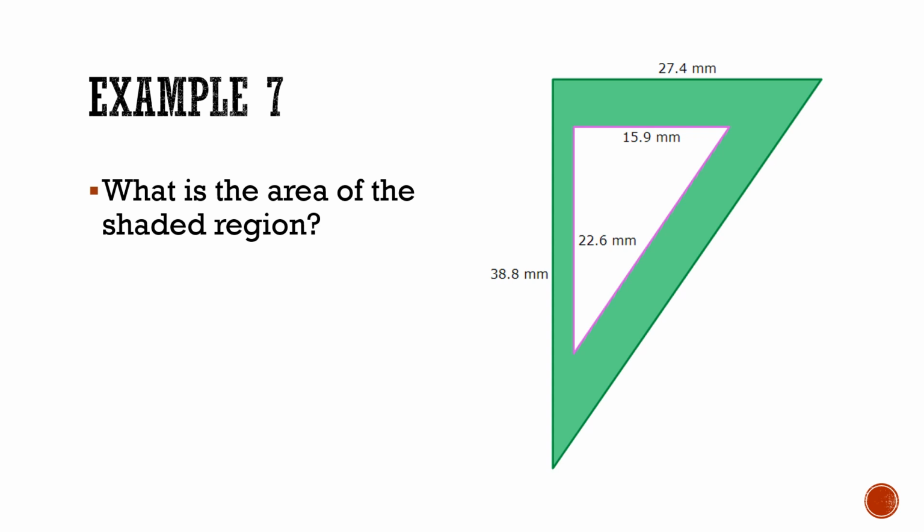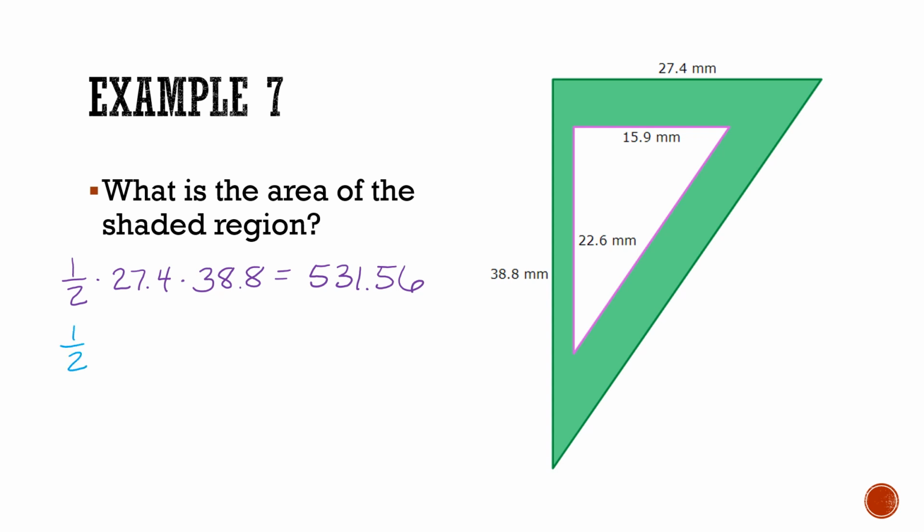So I'm going to start out with my green triangle, my biggest triangle. So a half times the base. I'm going to use 27.4, although it doesn't really matter which order you put those in since you're multiplying. Times the height, which is 38.8. Be very careful entering all that into the calculator. So 27.4 times 38.8 times a half gives you 531.56. And then we have to do the same for the smaller white triangle there.